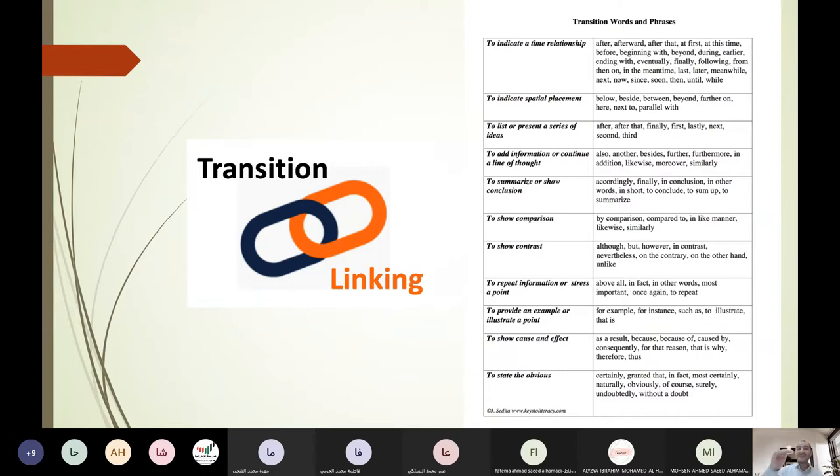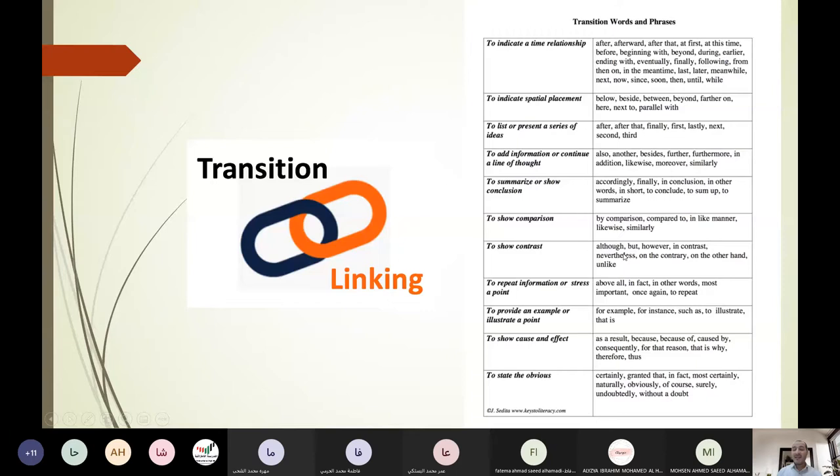What about to indicate spatial placement? Under, below, beyond, next, and so on. So we move from one part to another. This is spatial or location. To list or present a series of ideas, you start with first of all, second, then, similarly, moreover, in addition, third, finally, as a list of things. To add information, use furthermore, similarly, in addition. Don't use likewise, actually, I don't like this word. Don't use also, this is not academic. I don't like to use this word in writing. You can say another point is besides, similarly, moreover, in addition, and so on.